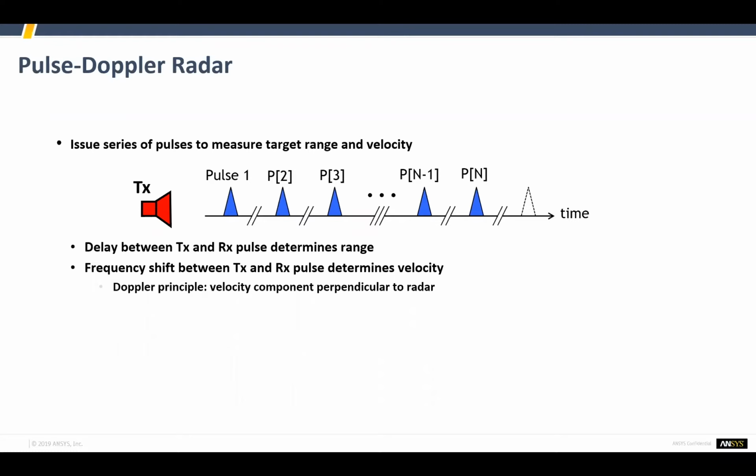And that delay is, of course, our range, right? Or actually half the delay is our range. And then, of course, the frequency shift between the transmit and the receive pulses determines velocity, right? So a Doppler radar can give us two things. It can give us range and velocity.